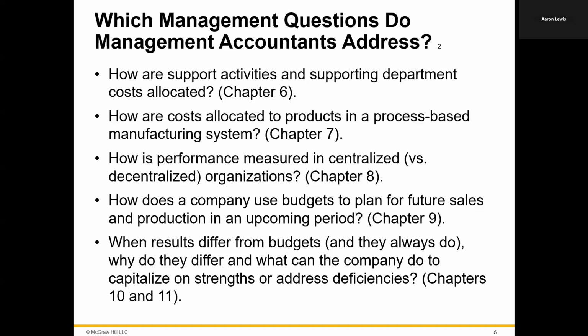So how do you shell out and divvy out, if you will, the support activity costs that you're going to incur after the product is sold? How do costs get allocated if you are mass producing goods that all look like one another? That's process-based costing. So how do you set that up to figure out what your cost of each product is going to be?